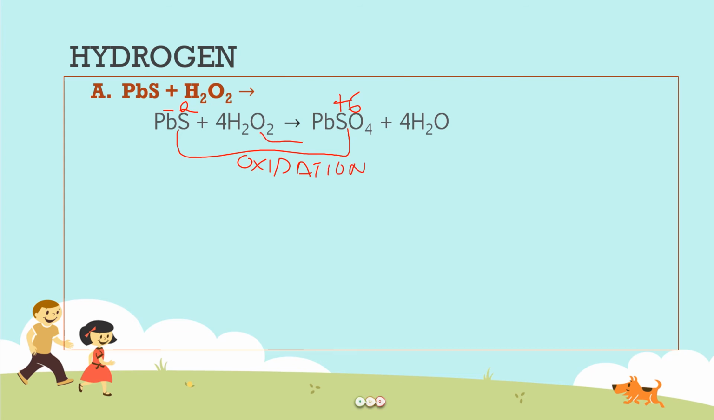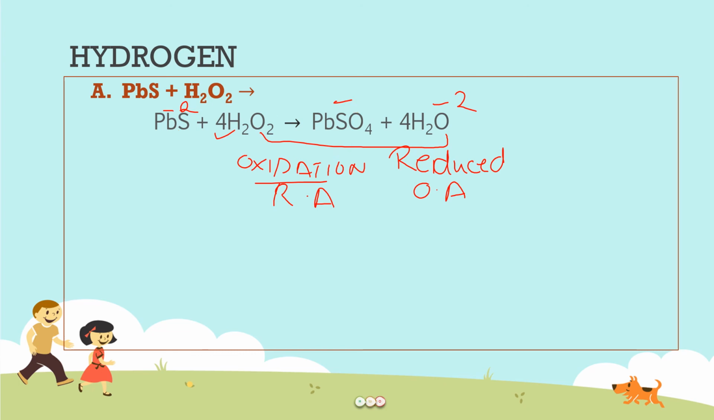In H2O2, if you check, oxygen is in -1 oxidation state. Here it is going to be in -2 oxidation state, so H2O2 is getting reduced. This is a reduction taking place, and therefore the oxidation is being caused by H2O2. So H2O2 will be acting as an oxidizing agent, and PbS will be acting as a reducing agent. These concepts should be very clear to you people.